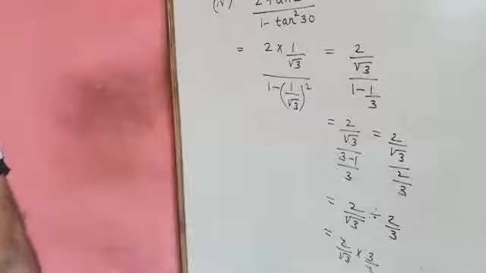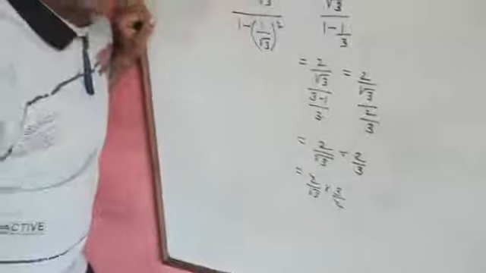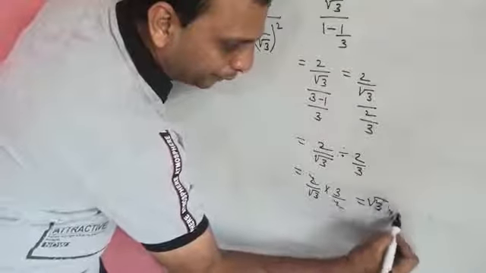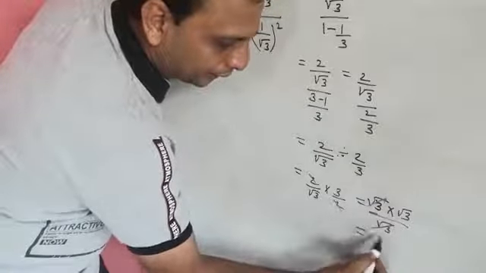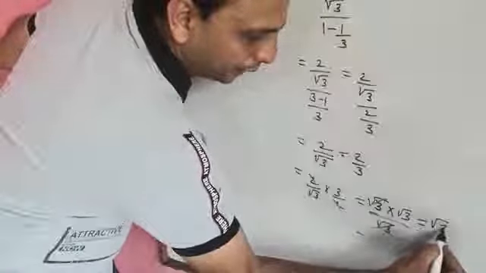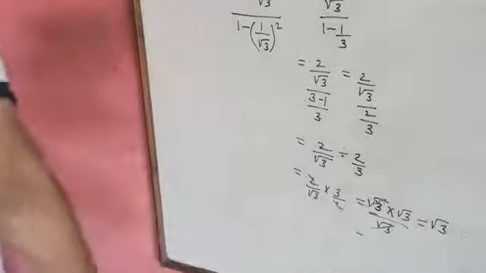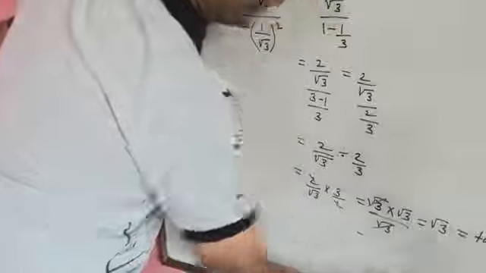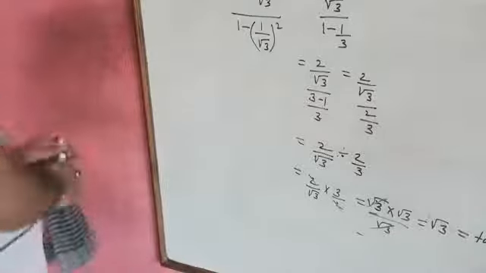So what is 3 upon root 3 equal to? We can write 3 as root 3 into root 3, so 3 upon root 3 is root 3 into root 3 upon root 3. Root 3 cancels, so the answer is root 3. Root 3 is the value of tan 60 degree, so tan 60 degree is the answer. So we completed question number 2 of all the MCQs.